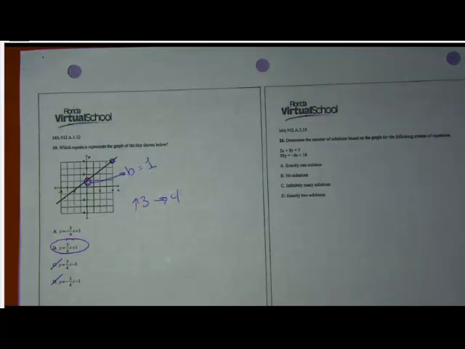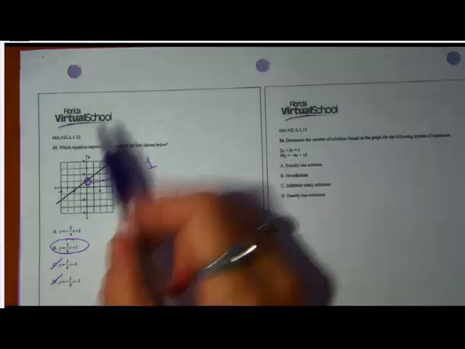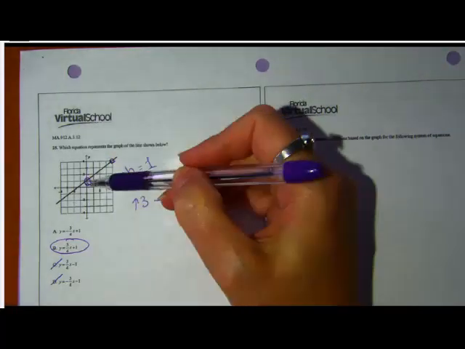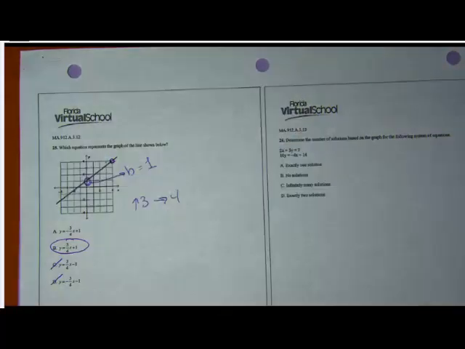Where did you get B equals? B is where we hit the y-axis, and see how we're hitting the y-axis right at the number 1. That's where I got that.